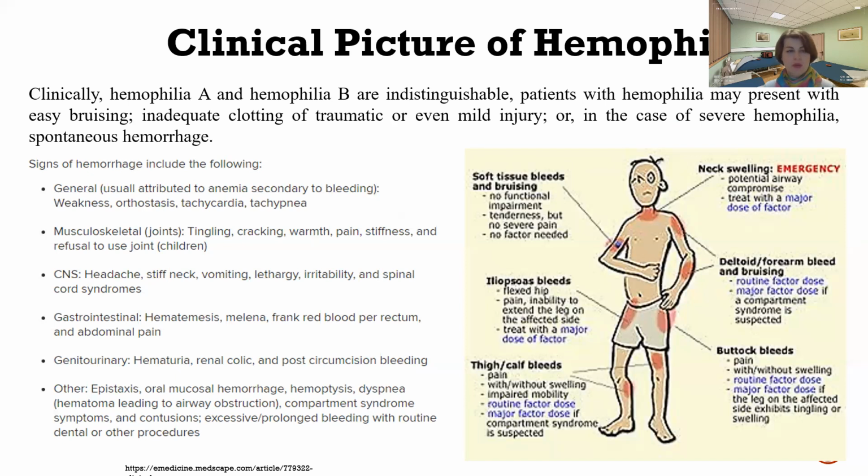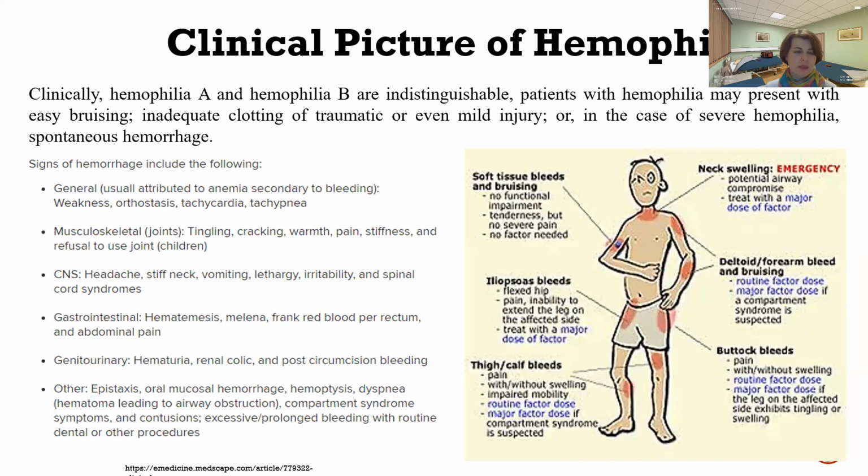Signs of hemorrhage include the following. General signs are usually attributed to anemia secondary to bleeding: weakness, orthostasis, tachycardia, tachypnea. Musculoskeletal signs consist of tingling, cracking, warmth of the affected part, pain, stiffness, and refusal to use the joint because it is painful for children, or the patient will tell you there is a restriction of joint use due to pain and due to problems with the joint's shape, size, etc.